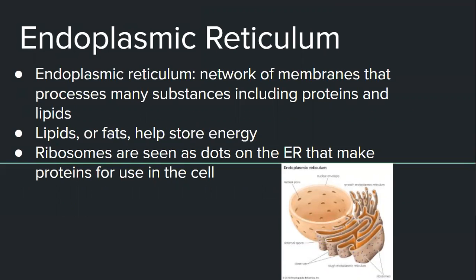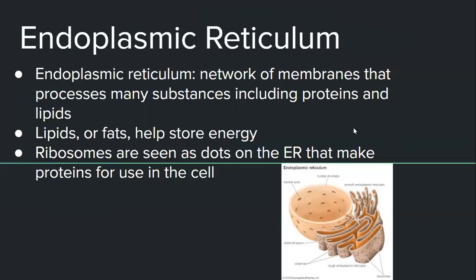And then we have our endoplasmic reticulum and our ribosomes. You can see the structure with a maze of pathways. The endoplasmic reticulum, or the ER, is an organelle with a network of membranes that processes many substances, including proteins and lipids. Lipids, or fats, are an important part of cell structure. They also store energy. Ribosomes dot some parts of the ER, while some ribosomes float in the cytoplasm. The ER and its attached ribosomes make proteins for use in the cell.